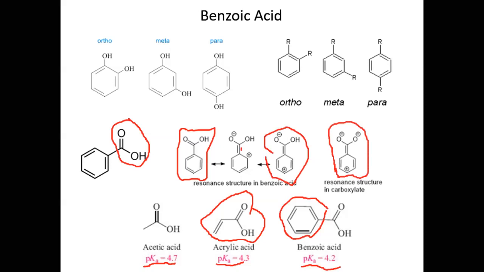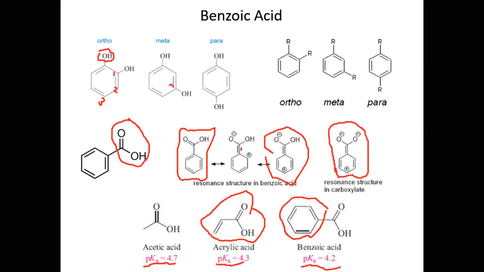Now here for benzoic acid, say this is our main group. The positions 1, 2, and 3 give you the ortho, meta, and para positions. So when another group is at 1, it's called ortho.